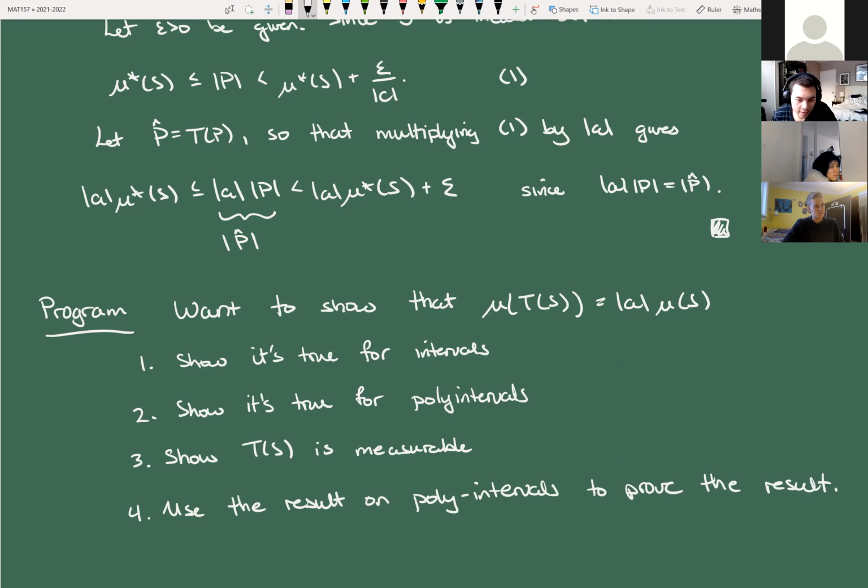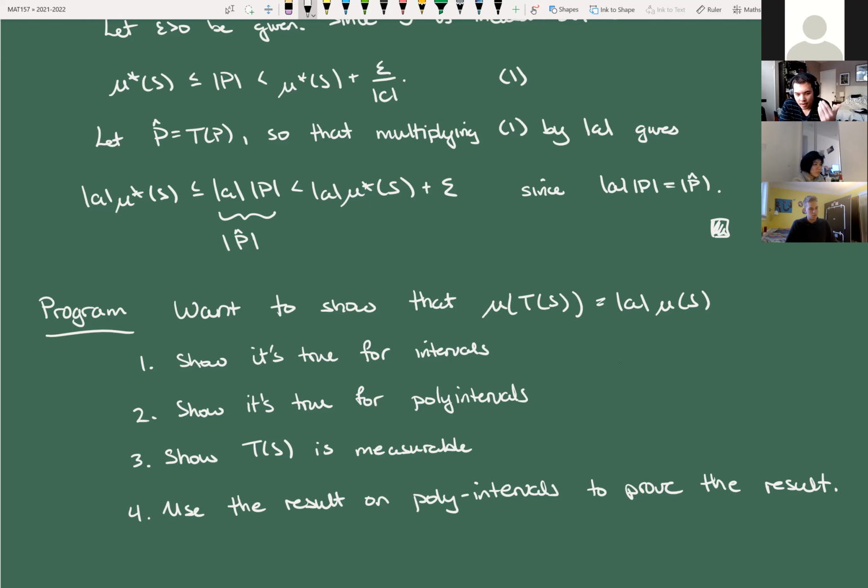And again, that was the program, right? Those were the four steps that we took in order to prove this. And I don't think that any of those individual steps is scary. Hopefully you look at this and you're like, yeah, that seems like the right thing to do. The measure is defined in terms of polyintervals, so we should prove it in terms of polyintervals. Polyintervals are defined in terms of intervals, so that's where we should start. So we prove it for polyintervals, and then we basically prove the result.